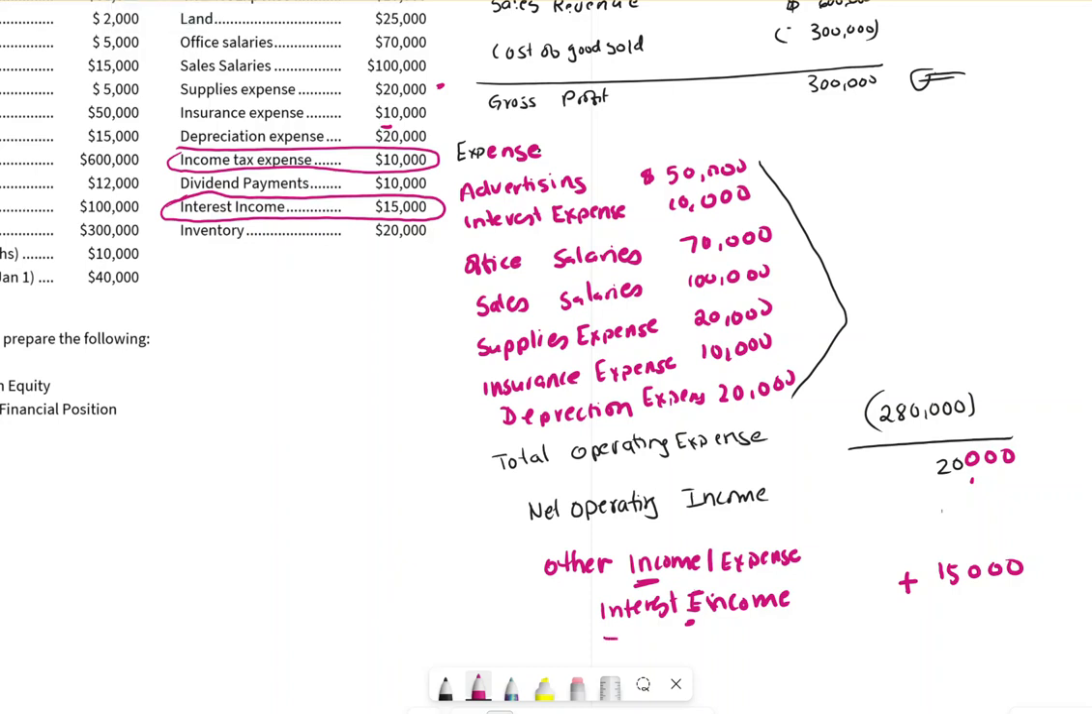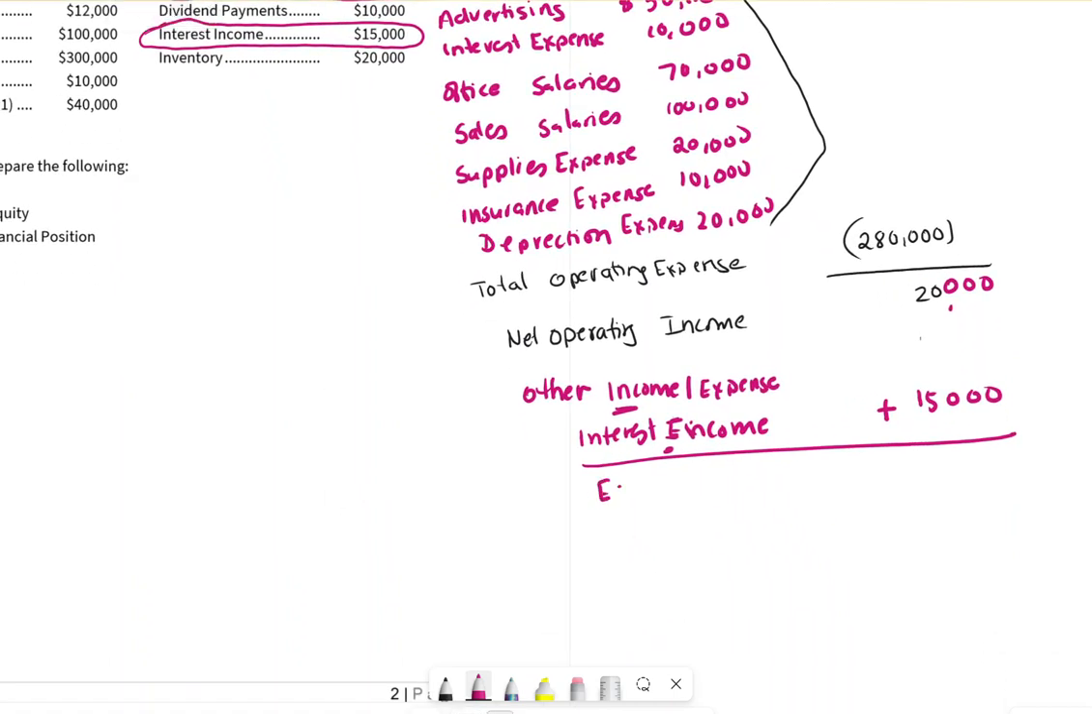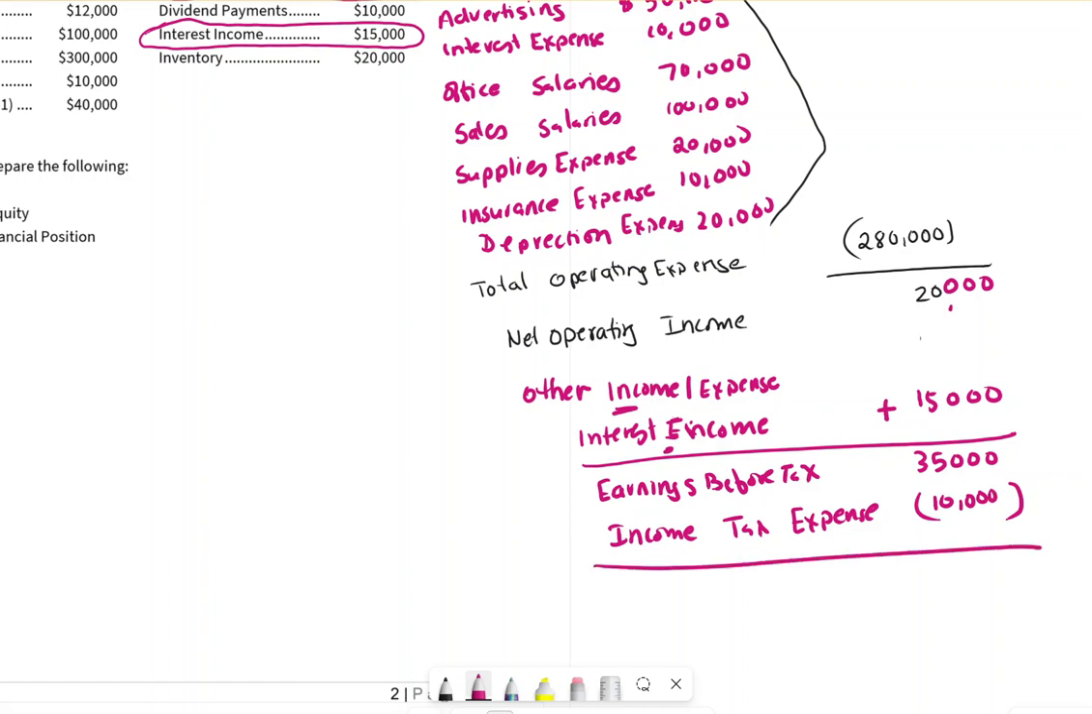And that gives us the income before taxes, or we call it earnings before taxes. And if I add both numbers, that's 35,000. In the question, we are told that we have an income tax expense. They calculated it, and our income tax expense was $10,000. And then we have something called net income.